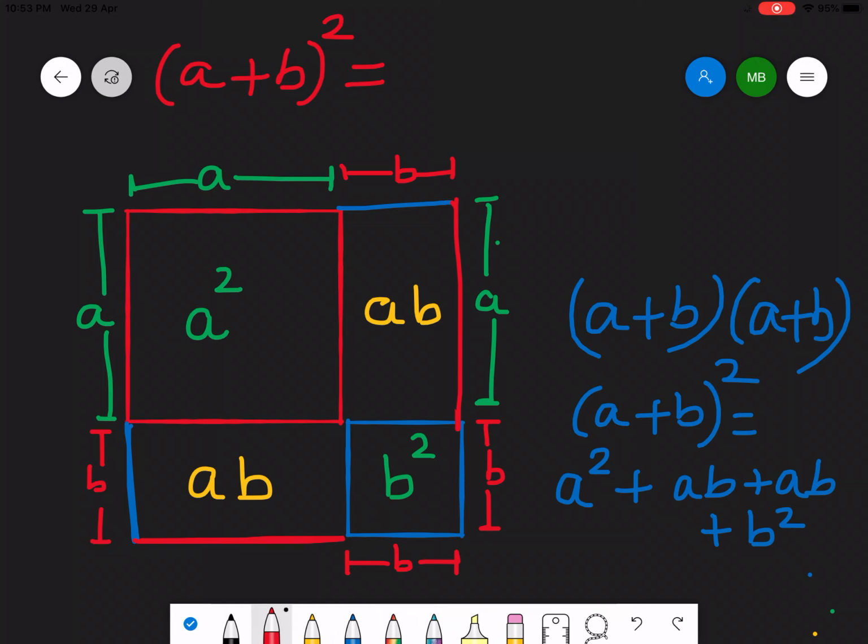So if you add, what will you get? We will get that the area of this big square, that is (a plus b) whole squared, is the same as a squared plus 2ab plus b squared. Right? So that's the visualization of (a plus b) whole squared.